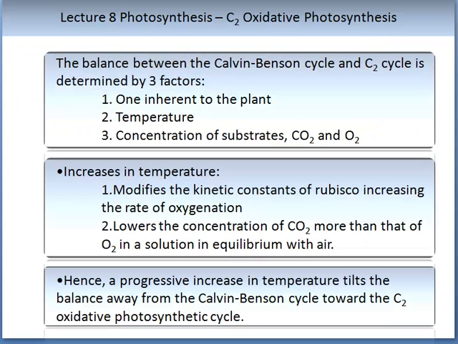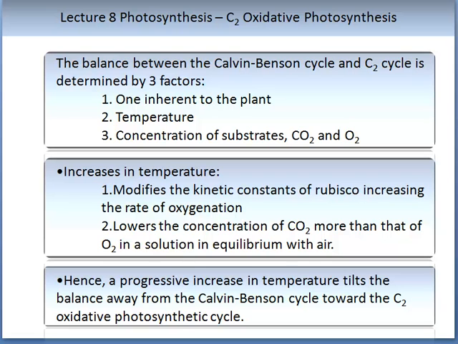So let us review. The balance between the Calvin-Benson cycle and the C2 cycle is determined by 3 factors. The first is inherent to the plant. The second is temperature, usually higher temperature, causing a tendency towards the C2 cycle rather than the Calvin-Benson cycle. And thirdly, the concentrations of the substrates, carbon dioxide and oxygen, in the stroma.